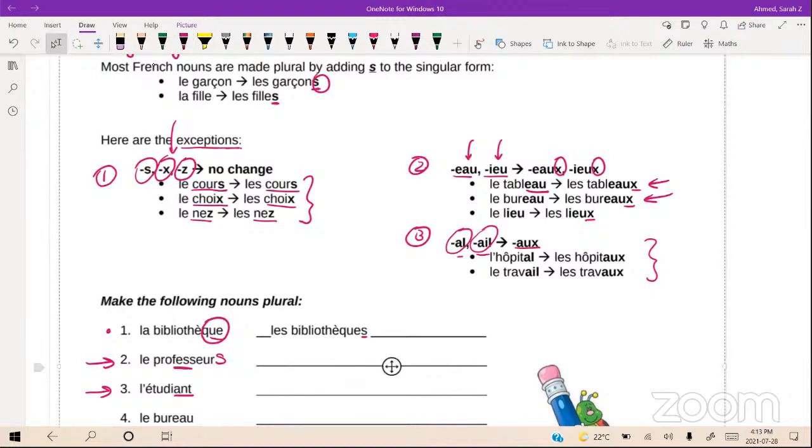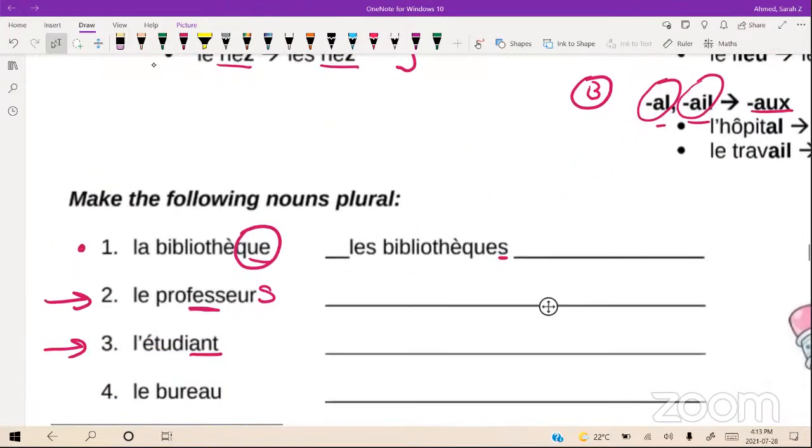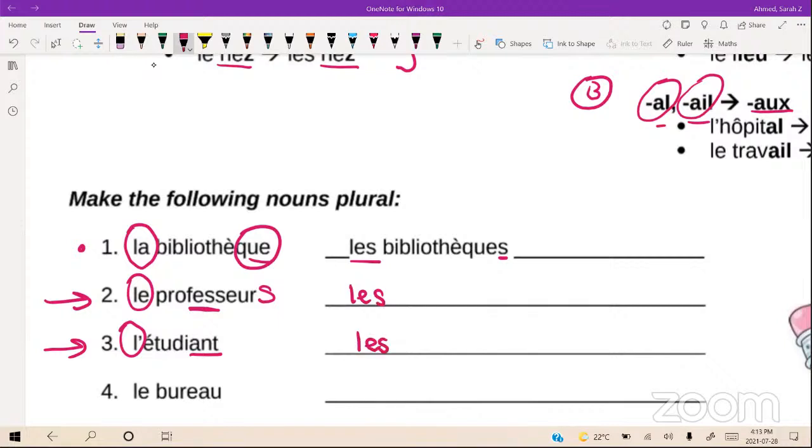Okay, and you also have to remember that the definite articles, the le, la, l'apostrophe, in plural it's always les. So you would write les. I'm not sure if you did that in the chat. Let me check. No, I didn't. I still didn't get it, like what you said about the L part.